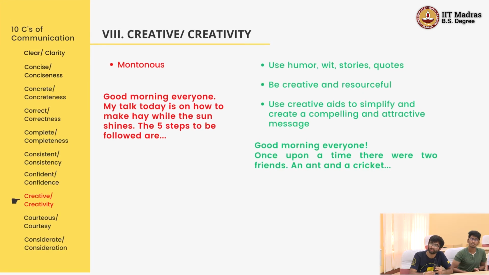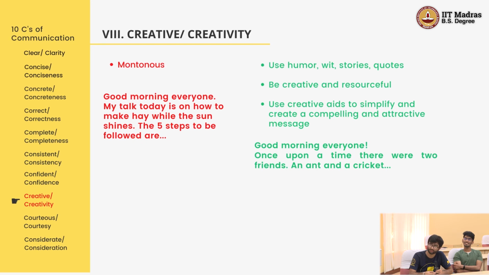So I will be covering the eighth C, that is creativity. Let's start with an example. "Good morning, everyone. My talk today is on how to make hay while the sun shines. The 5 steps to be followed are..." In this, I am monotonous, and it won't get you interested. Whereas, let me say the same thing in another way.